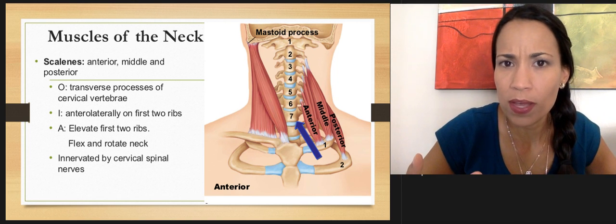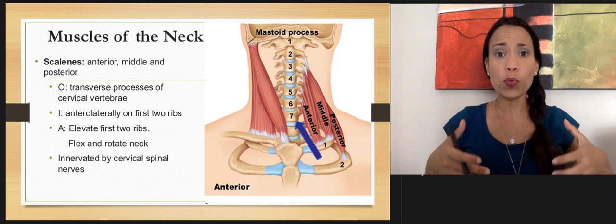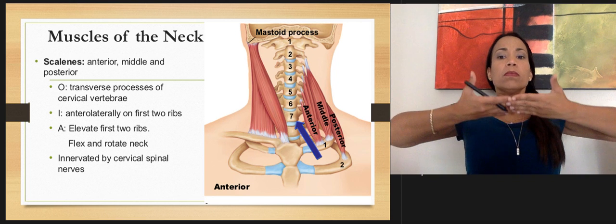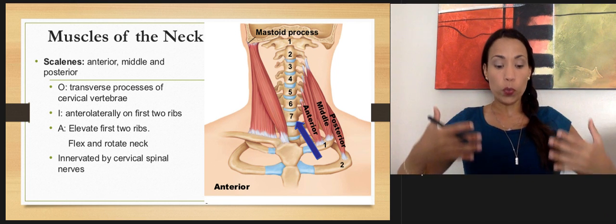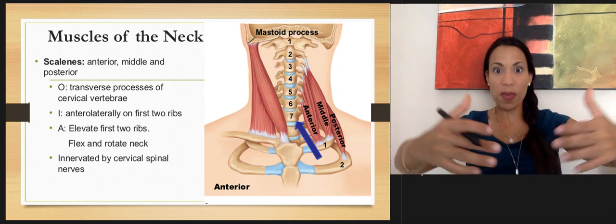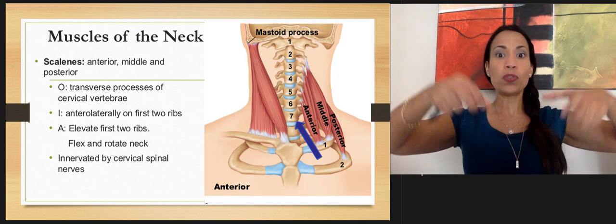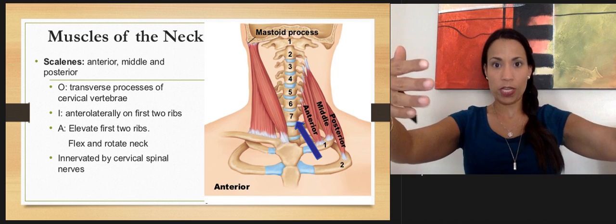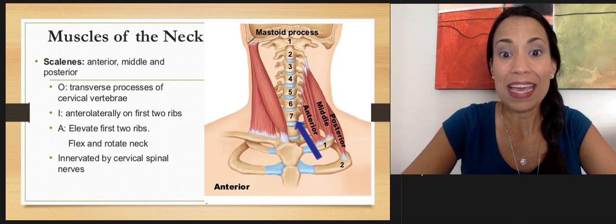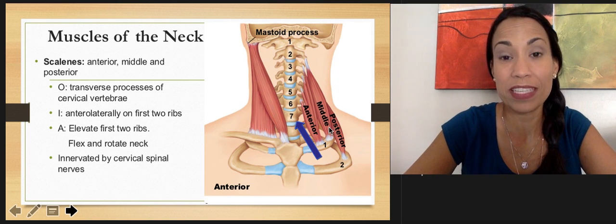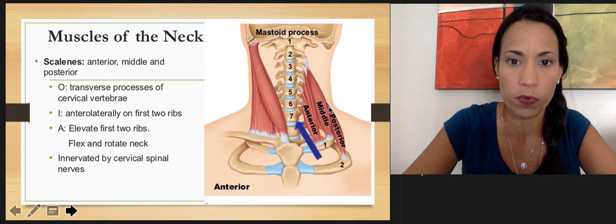Why do you want to elevate the ribs? During inspiration, that is when you're taking in air, you need to make your thoracic cavity bigger, expand it. And in order to do that, you elevate, you raise the ribs to make it bigger. So these scalenes are synergists in the respiratory movements.